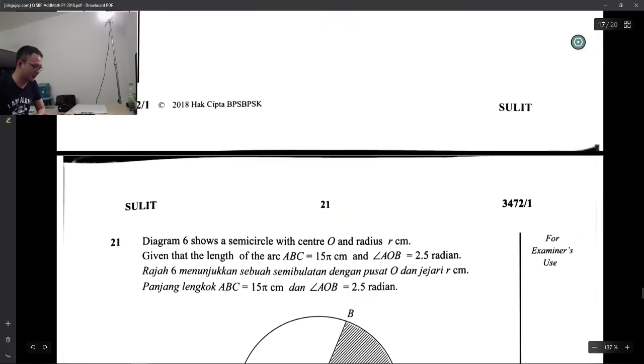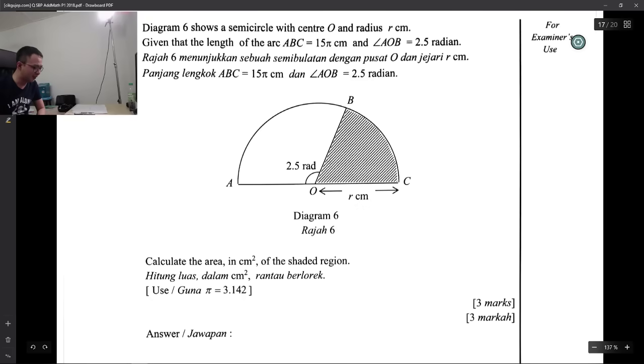Alright, so question 21 here. Diagram 6 shows a semicircle with center O and radius r. Given the length of the arc ABC is 15 pi, and the angle is 2.5 radian, they ask you to calculate the area. This is a semicircle, and I know the arc length formula is pi r, right? Pi r is 15 pi, so r is equal to 15.